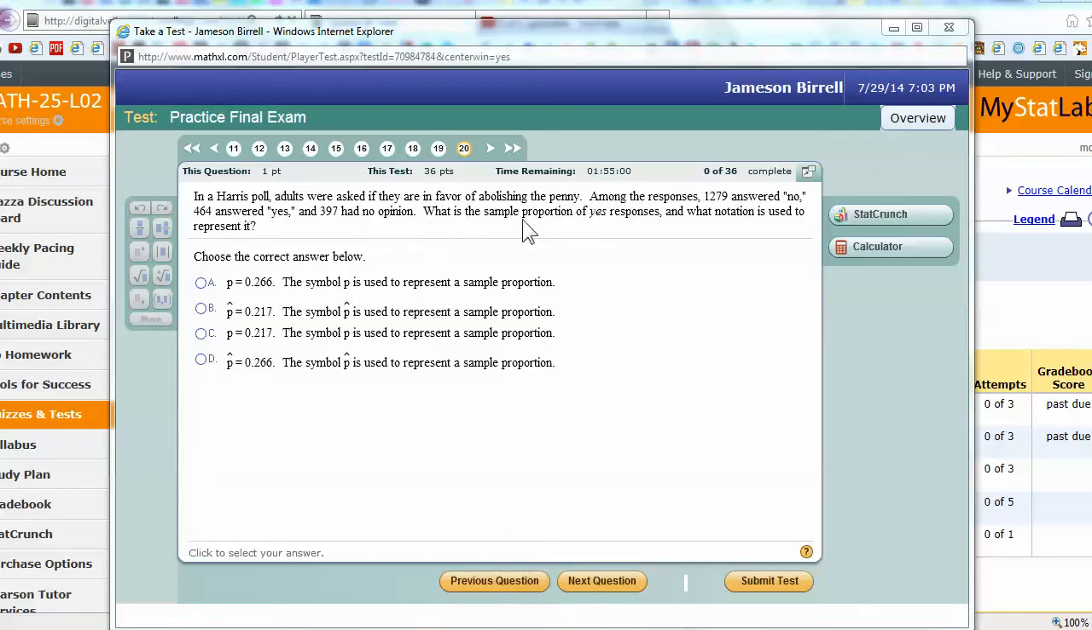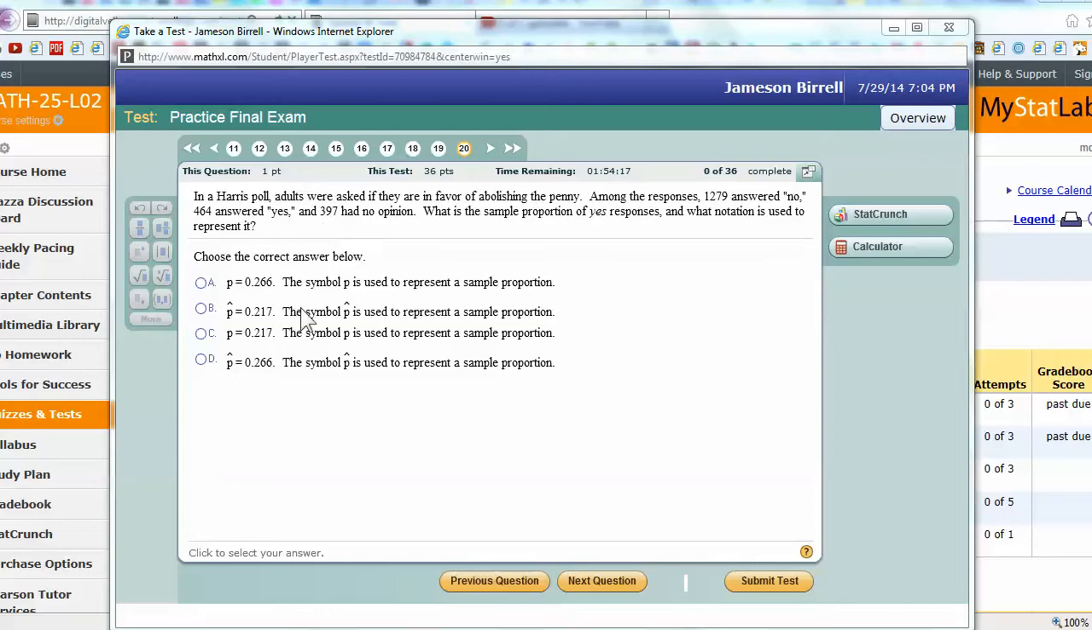What is the sample proportion of yes responses, and what notation is used to represent it? So the sample proportion is p hat, right? So p hat would be x over n. To calculate this, we would have to decide what the x number of successes are. Well, it's saying yes responses, so we would take the 464 and divide it by the sum of all people who responded to the poll, which is 1279, 464, and 397.